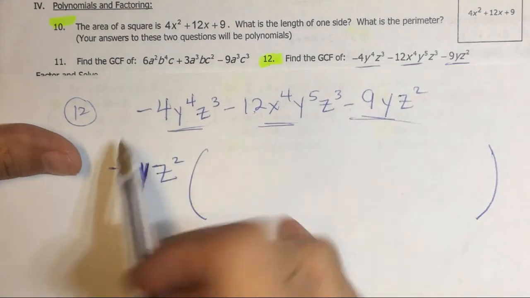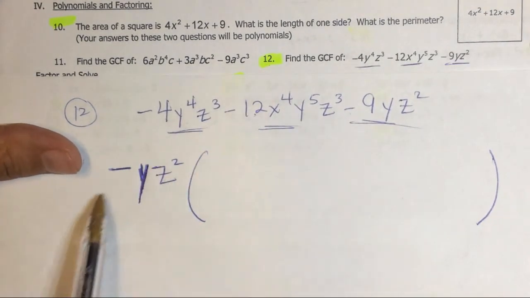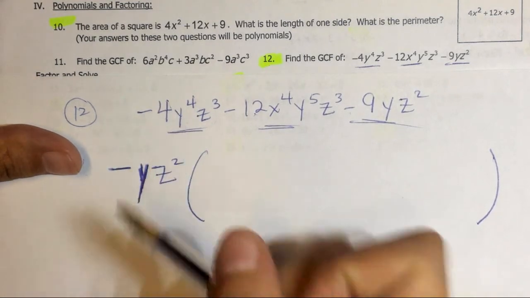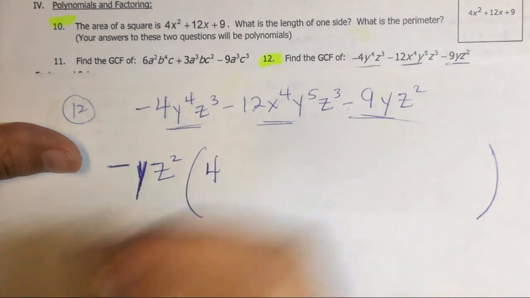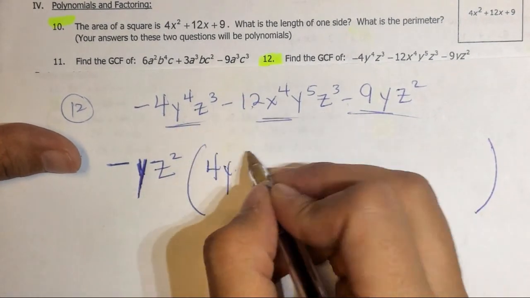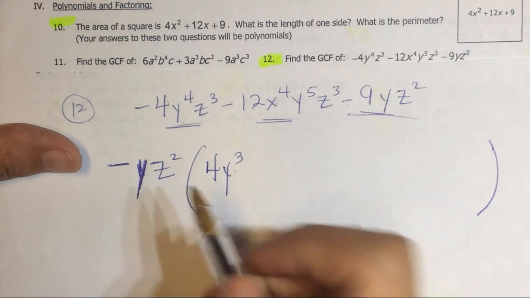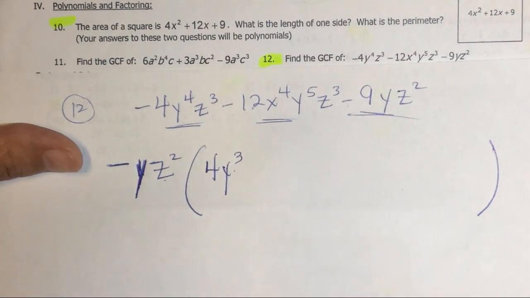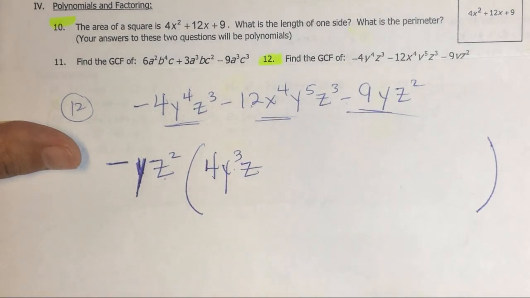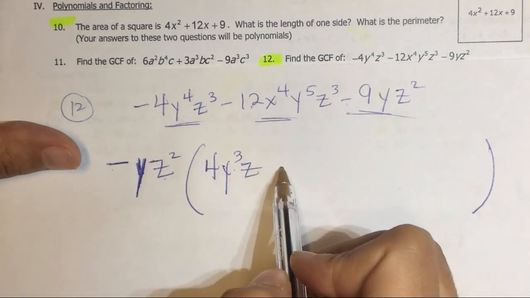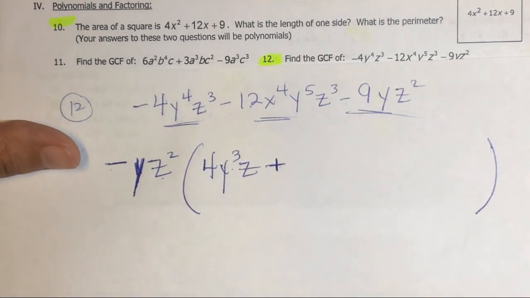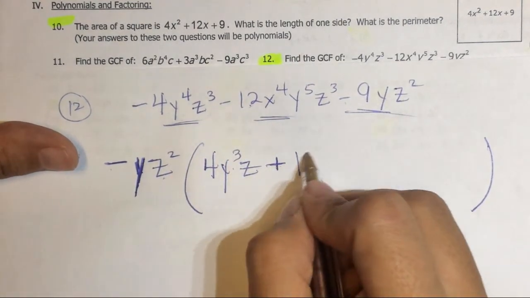So I'm going to ask myself, okay, 3 terms now. Negative times the negative, we're good. What am I missing to get from here to here? I'm missing a 4. I'm missing y times what gives you y to the 4th, y to the 3rd power. Z squared times what gives you z to the 3rd power? I'm missing a z. Alright, so a negative times what gives me a negative? I'm missing a positive. I'm missing a 12, right?